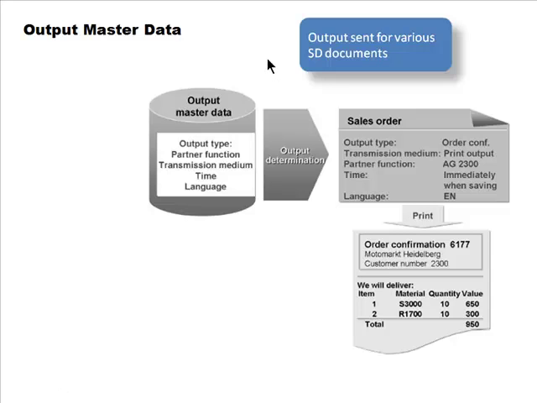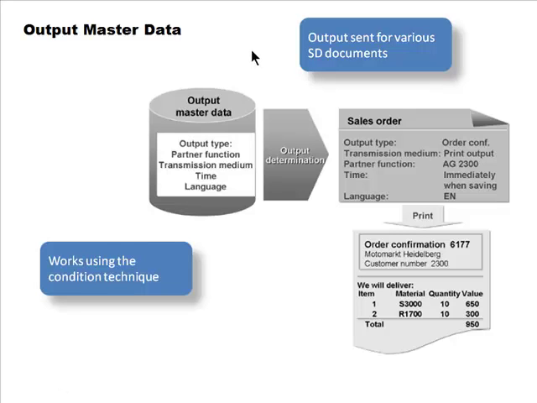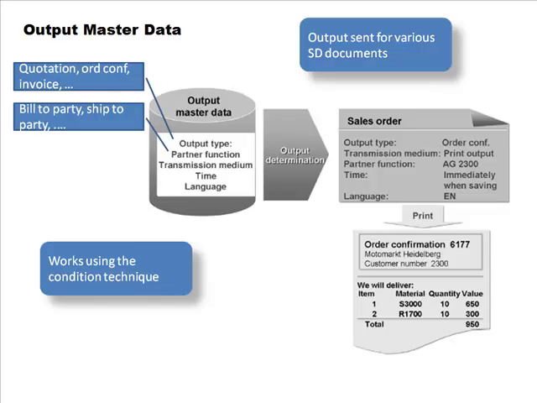Okay, partner function. Output is sent for various sales and distribution documents, and like I said earlier, it works using the condition technique, meaning the system is going to look at all the various combinations and then determine what parameters to use. So, for example, it will be based on output type, which is a quotation, order confirmation, invoice, etc., or a request for quotation. Partner function is what kind of role you're sending to, bill to party, ship to party, etc. And then what method to use for output, which is printer, etc.